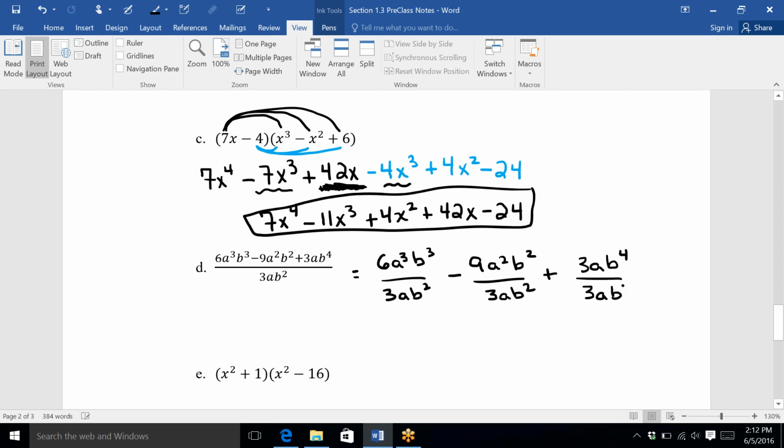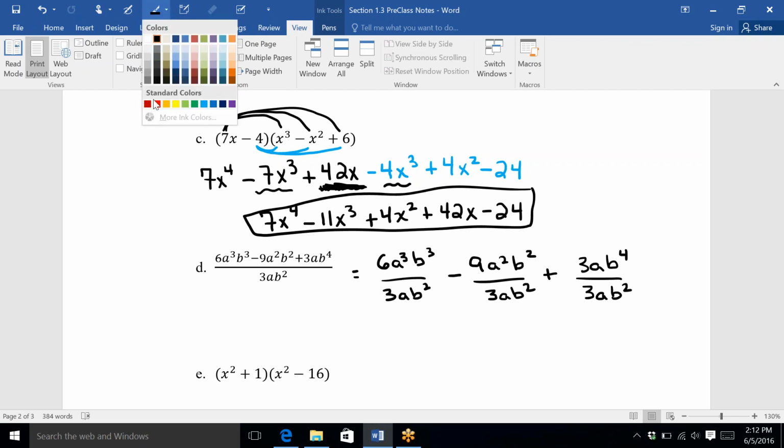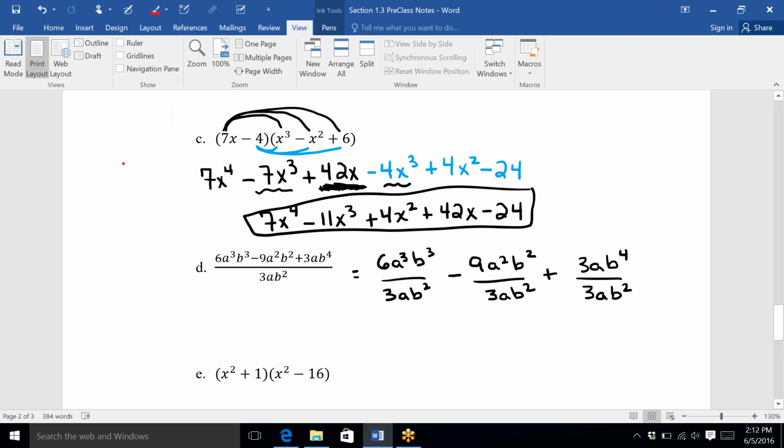So that is what we have right now. We just split it into 3 separate fractions, all having the same denominator of 3ab squared. Okay, if we reduce, 3 goes into 6 2 times. 1a will cancel and leave us with 2a's. 2b's will cancel and leave us with 1b. So my first term, everything is still on top, is 2a squared b to the first.